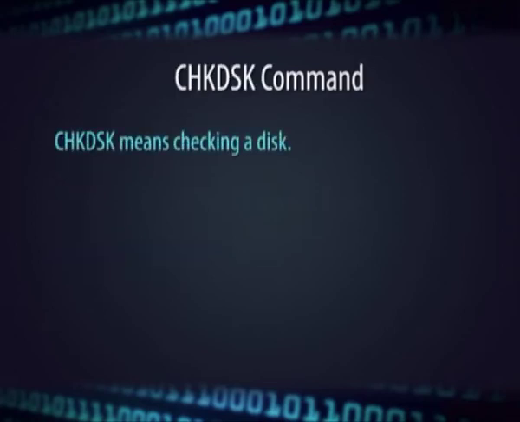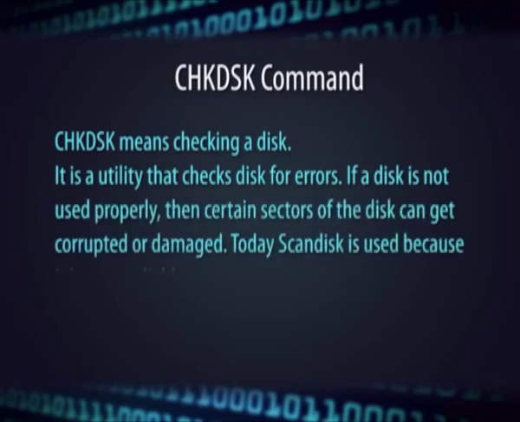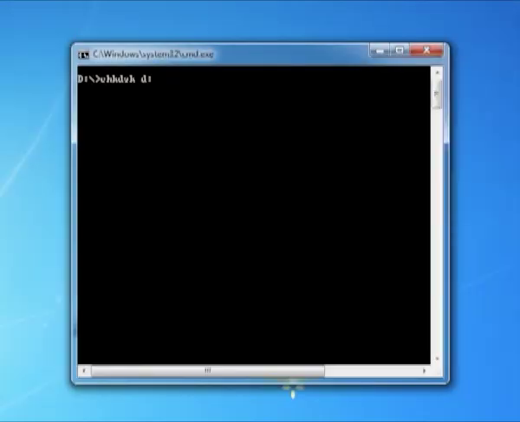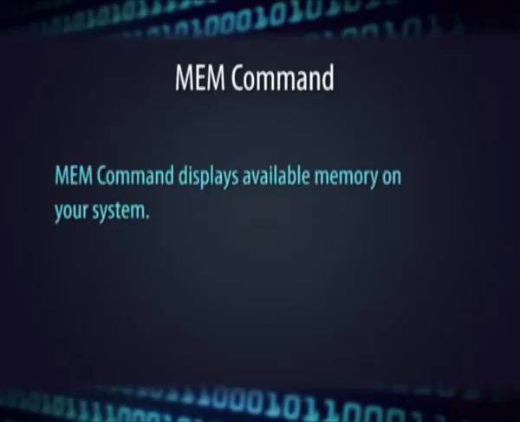chkdsk command. chkdsk means checking a disk. It is a utility that checks a disk for errors. If a disk is not used properly, then certain sectors of the disk can get corrupted or damaged. Today, SSD is used because it is more reliable. To check the status of a disk, type C prompt chkdsk d:. If the user runs chkdsk using the /f option, the program tries to correct errors when it finds them. The MEM command displays available memory on your system.